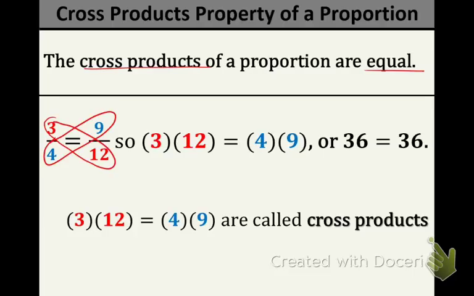So we have 3 times 12 is equal to 4 times 9. And you multiply each side and you get 36 on both sides. So obviously 36 is equal to itself. And these little pieces right here, 3 times 12 is equal to 4 times 9, those are called the cross products.